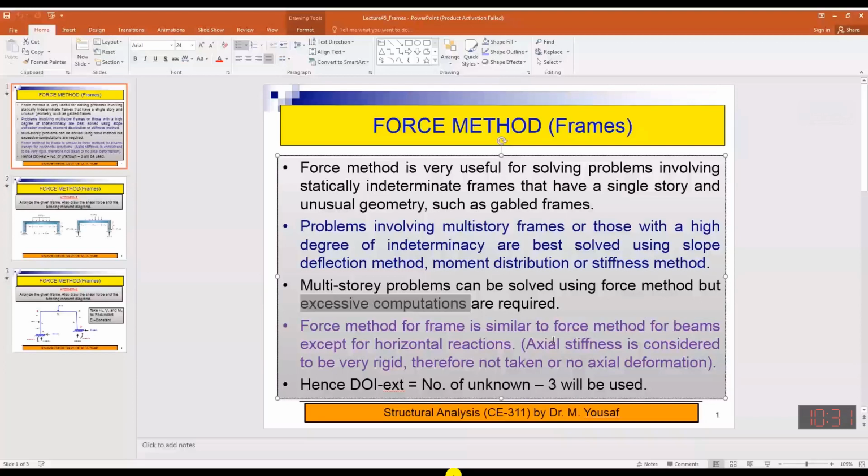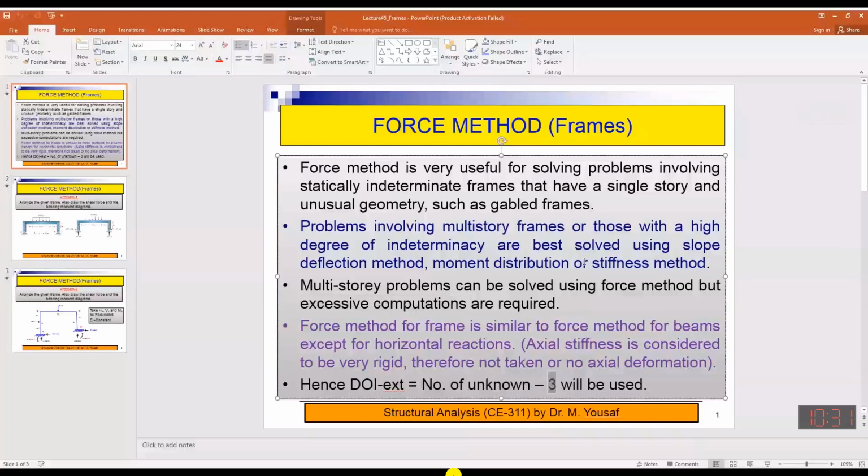So, external degree of indeterminacy is as usual the total number of unknowns minus 3, and 3 represents the number of equilibrium equations which are available. So it is regarding the frames. Now we will be solving the numerical.